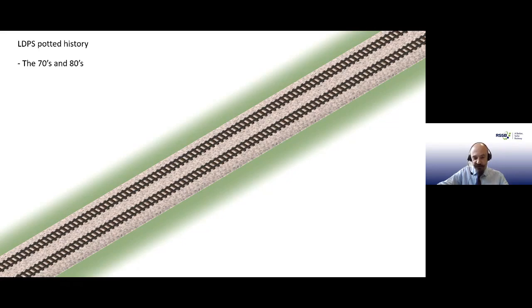And finally, just to clarify, whilst there are other types of permissible speed, for example, enhanced permissible speeds, temporary speed restrictions, emergency speed restrictions, etc., none of those are within the scope of this standard. And today we are only talking about the requirements for LDPSs.